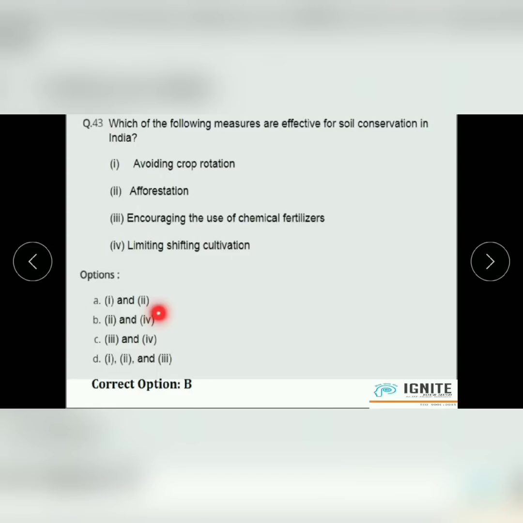What is afforestation? Afforestation means the establishment of forest or stand of trees in an area where there was no previous tree cover. Okay, many government and non-government organizations directly engage afforestation programs to create forest and to increase carbon capture. Okay, therefore answer is afforestation and limiting shifting cultivation.